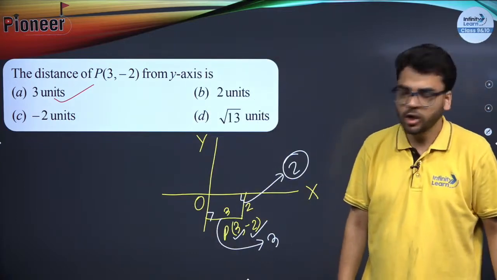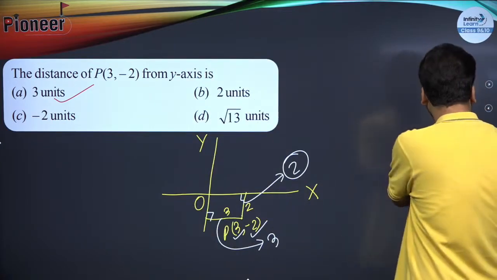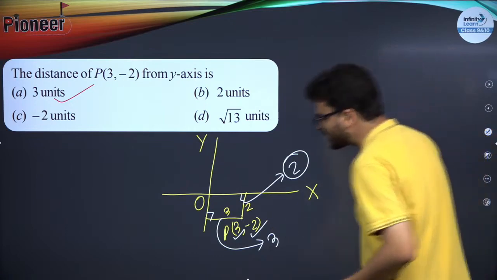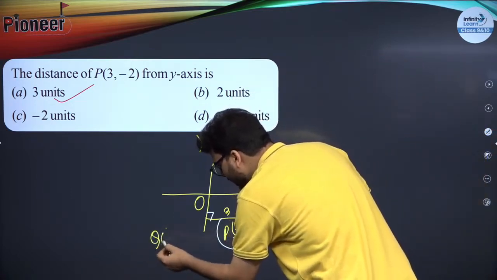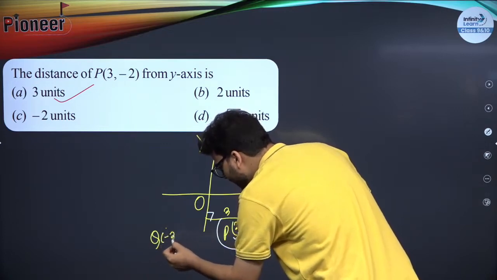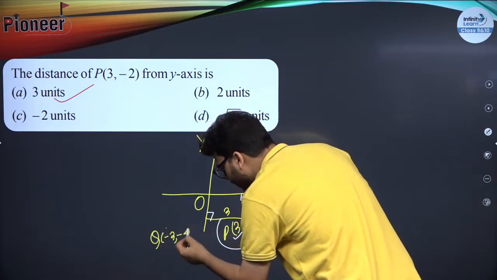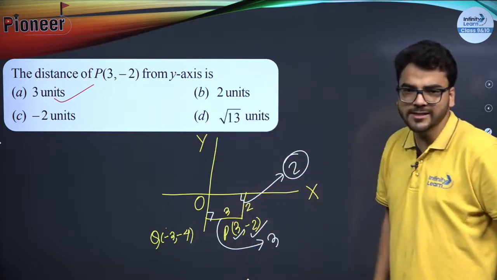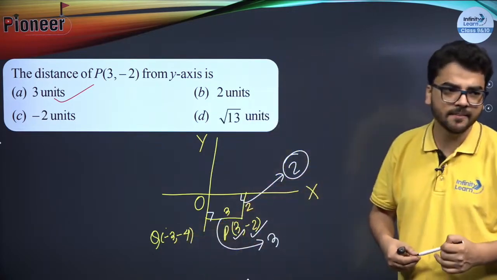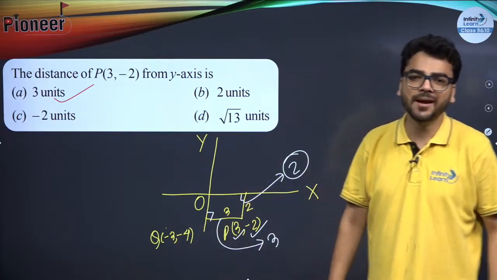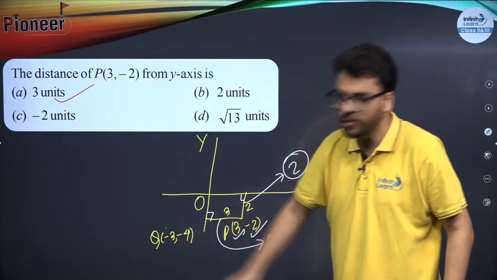Is this clear? Suppose I'm taking a different point over here. Suppose you have got a point Q, and the coordinates, I'm taking anything, minus 3, minus 4. Can you tell me what is the perpendicular distance of this point Q from y-axis?